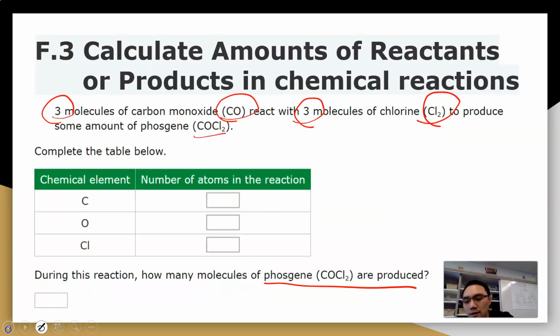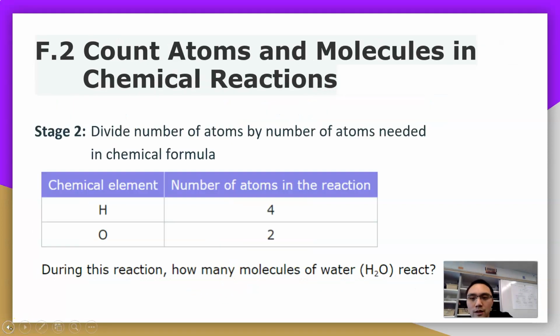Okay, go back to the previous slide. Number of atoms of carbon in this reaction is 3. Number of atoms of oxygen in this example is 3. Number of atoms of chlorine in the example is 6. Okay, and remember, guys, to figure out how many molecules of phosgene there are, we go back to our previous slide just really briefly. Divide the number of atoms by number of atoms in the chemical formula.